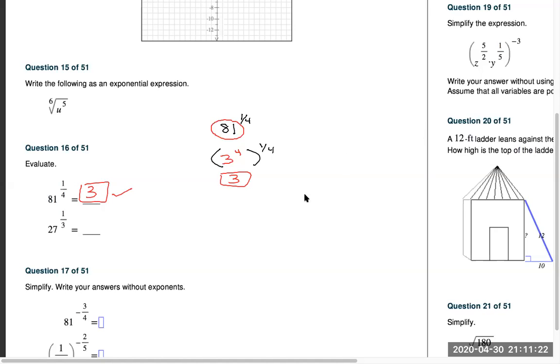And then looking at 27 to the 1/3. Similarly, try to write 27 if you can with a 3rd power. So that would be 3 to the 3rd. You have your power of 3 times 1/3, that gives you 1. So you still wind up with 3 in this problem as well.